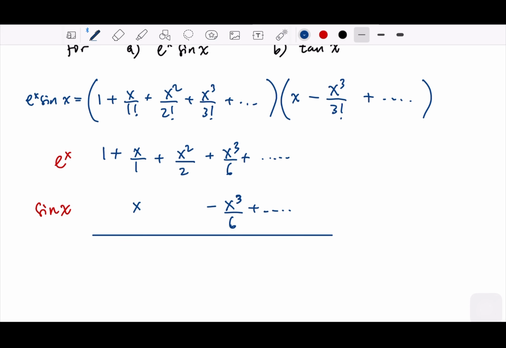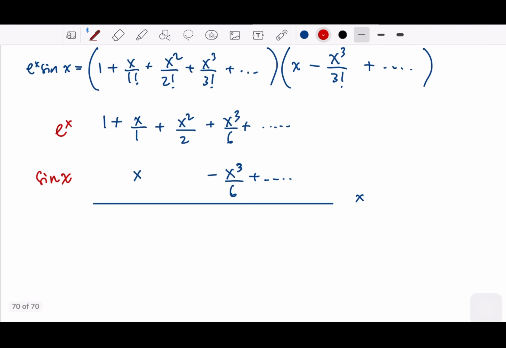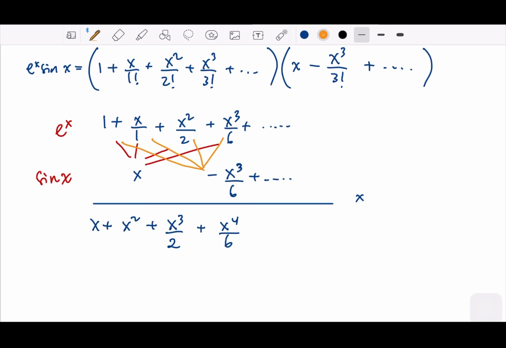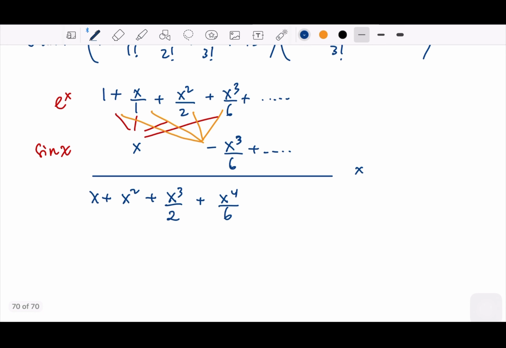So let's multiply. First multiply x with all the terms of e to the x. So x plus x squared plus x cubed over 2 plus x to the power 4 over 6. Okay, and then multiply the other one, this negative x cubed over 6. So this will be negative x cubed over 6 and negative x to the power of 4 over 6.